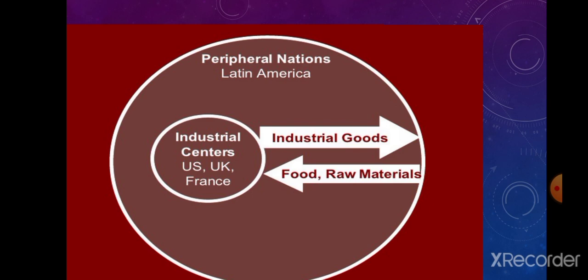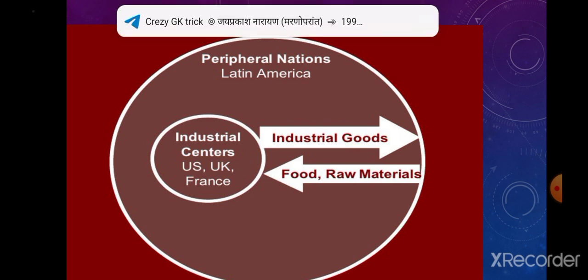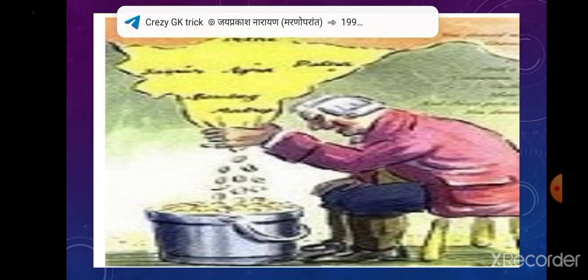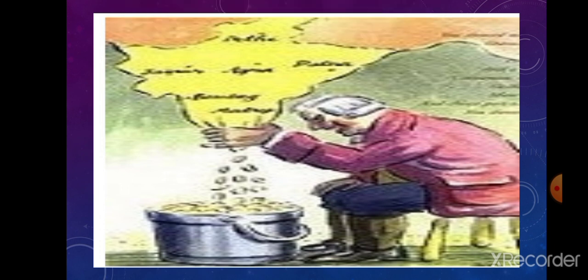This is a direct exploitation. I will give an example. During the British Raj, British people used to buy raw material from us, convert it into finished goods and sell it at a high rate. So all the profit went to their own country. This is called direct exploitation.